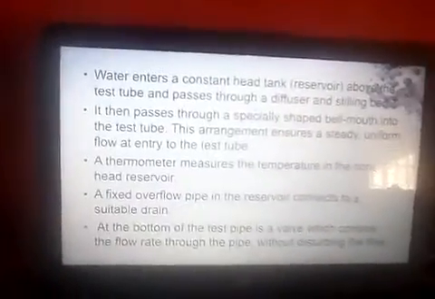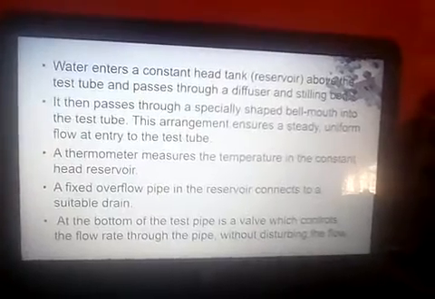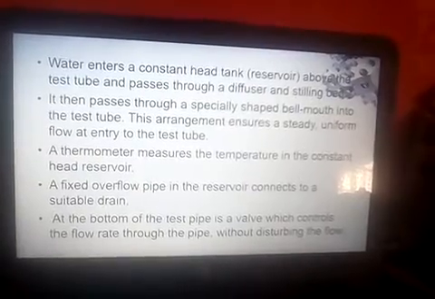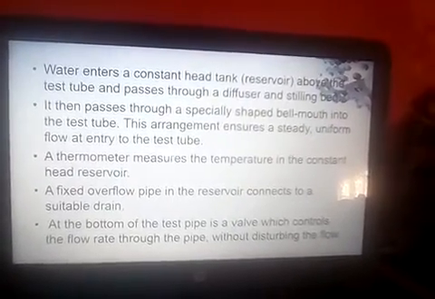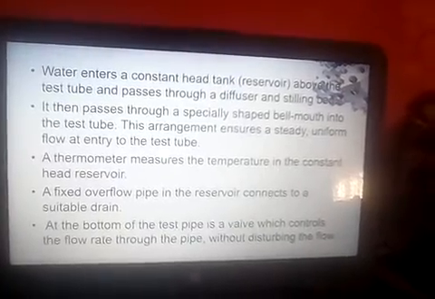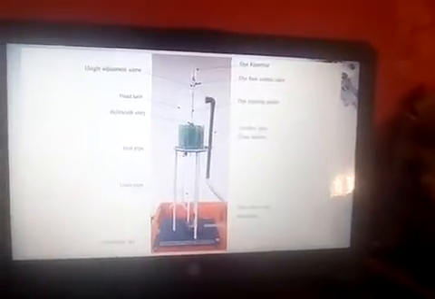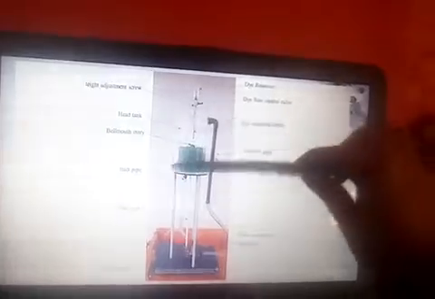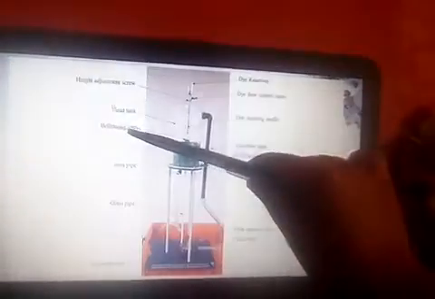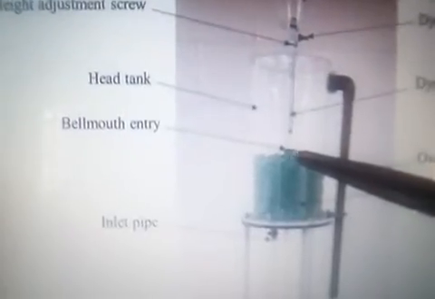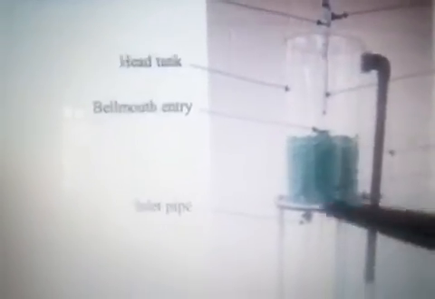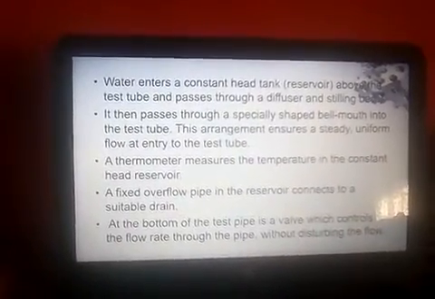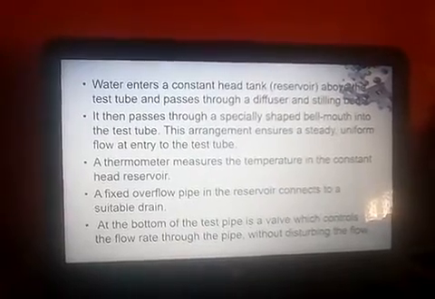Another is water enters a constant head tank above the test tube and passes through a diffuser and stilling bed. It then passes through a specially shaped bell mouth into the test tube. Ito yung head tank na sinasabi. And then yung bell mouth entry na sinasabi is this one. This arrangement ensures a steady, uniform flow at entry to the test tube.